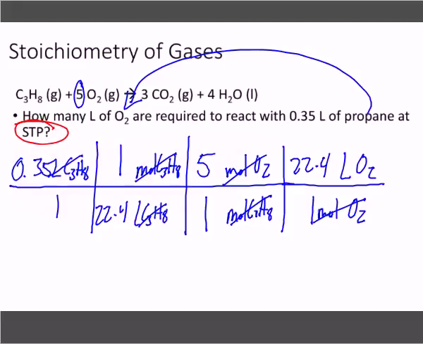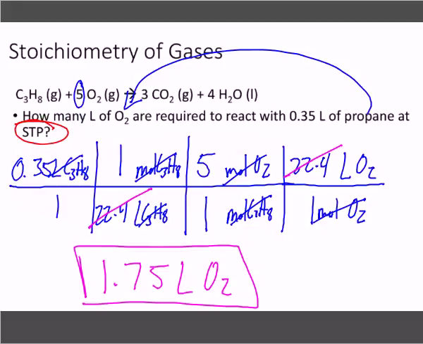22.4. Notice, this math isn't going to be that bad because 22.4 is going to cancel out. So it's really just 5 times 0.35. So our final answer is going to be what? 1.75 liters of oxygen. Again, this is why stoichiometry is so important, because we can say, if I have X number of liters of one substance, how much will I need to completely react that to produce the product that I want to get to?